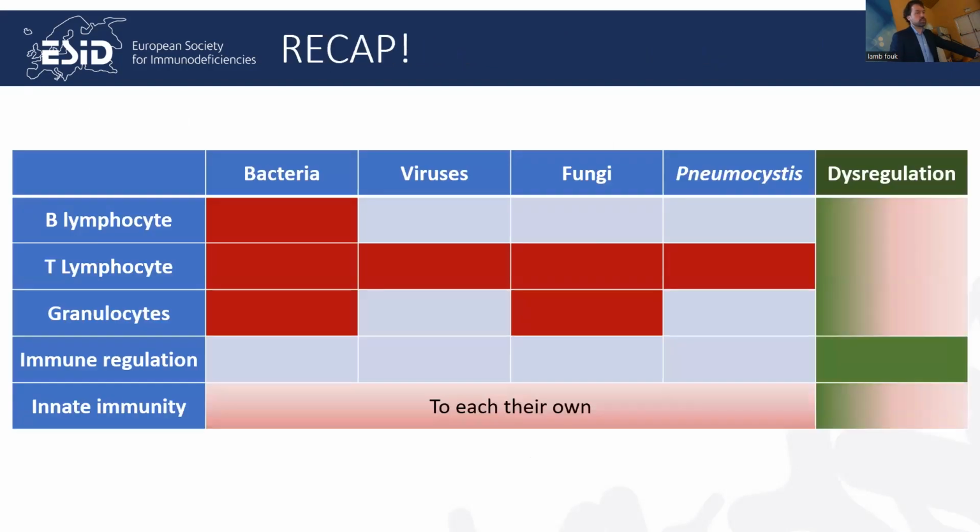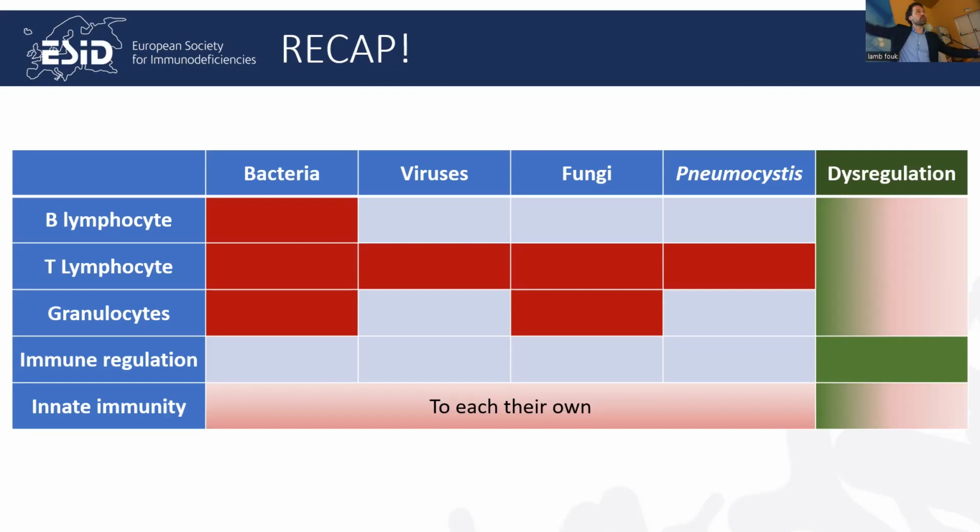So just to briefly recap these points: for the bacteria, you have the B and T cells, and the granulocytes. The subset of bacteria is a little different. The viruses is mostly T cell. Then the fungi, it's T and the granulocytes. Also, there are different kinds of fungi. There's pneumocystis, which is mostly T lymphocyte.